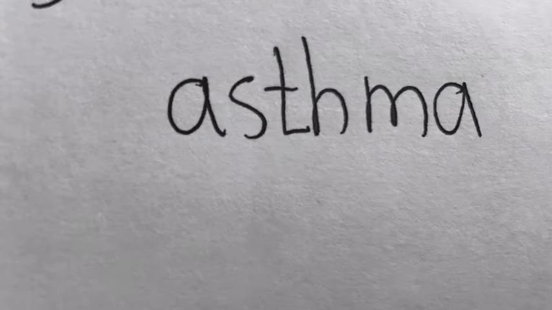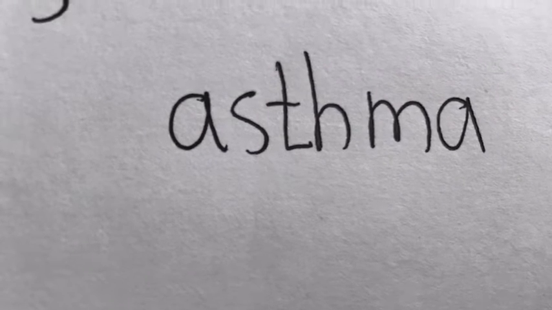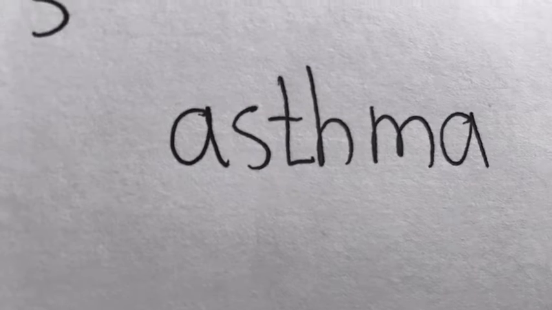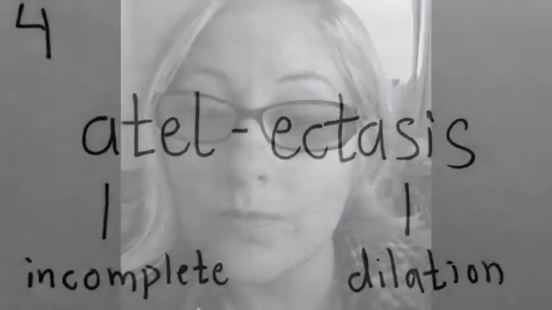Third, we have asthma, which is an inflammatory airway condition, and it makes it difficult to breathe. You have a lot of coughing and wheezing, and it gets worse with exercise or physical activity, anything that will increase your respiration rate. Fourth, we have atelectasis, which is a collapse of lung tissue, which prevents oxygen and CO2 from being exchanged in the lungs. This can be caused by pressure from a tumor or fluid or anything else that prevents the lung from expanding.